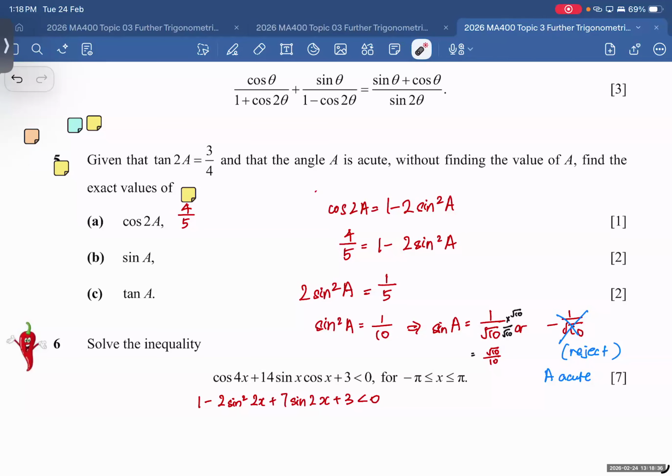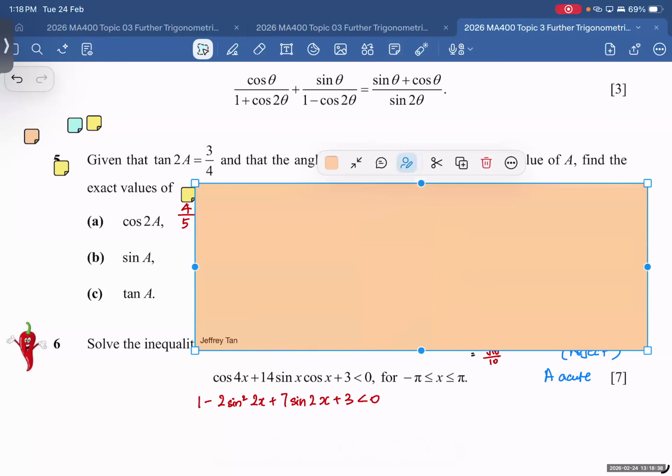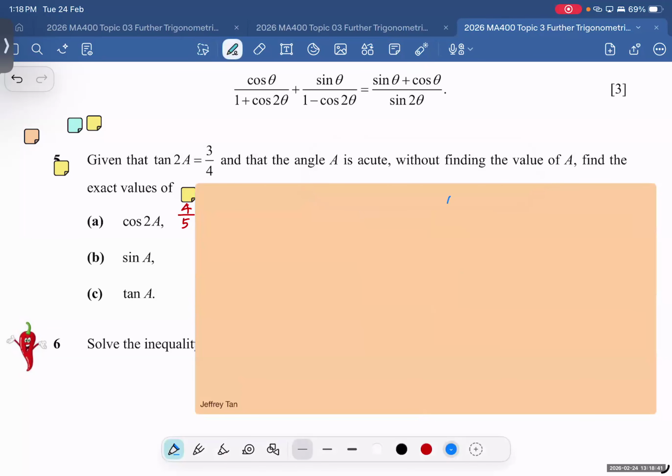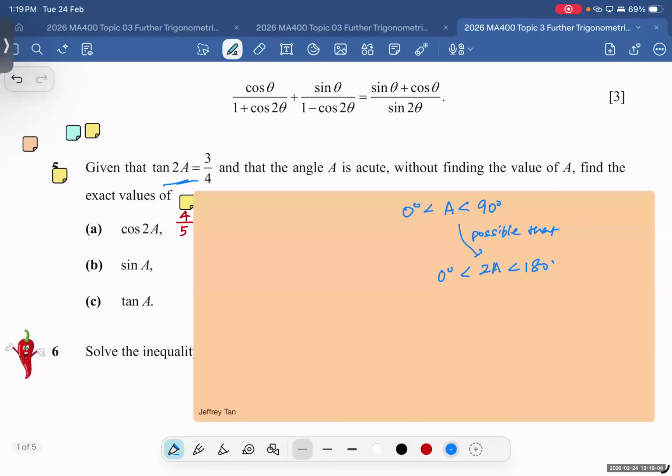Okay, so here, the fact that they tell you A is acute means A is between 0 and 90 degrees, correct? So it's possible that 2A is between 0 and 180. However, they gave tangent 2A, and tangent 2A is also acute. What does it mean? It means that 2A is probably in the first quadrant also. It can't be in the second, because then tangent 2A would not be possible.